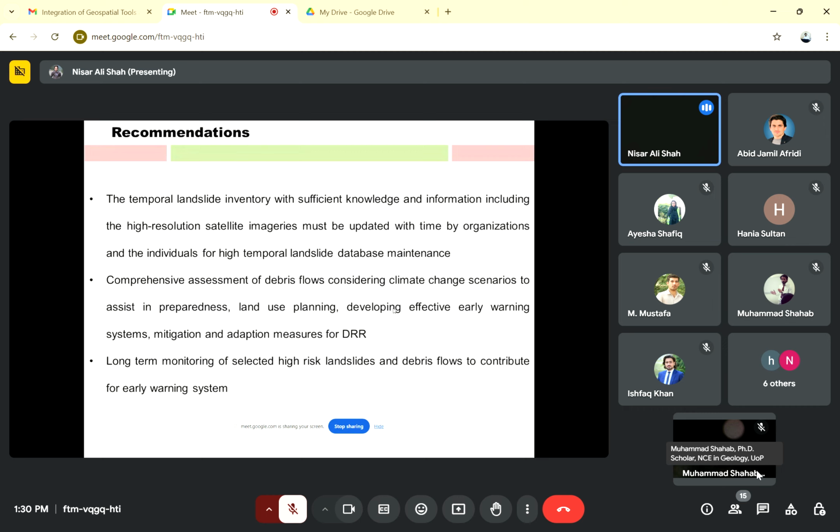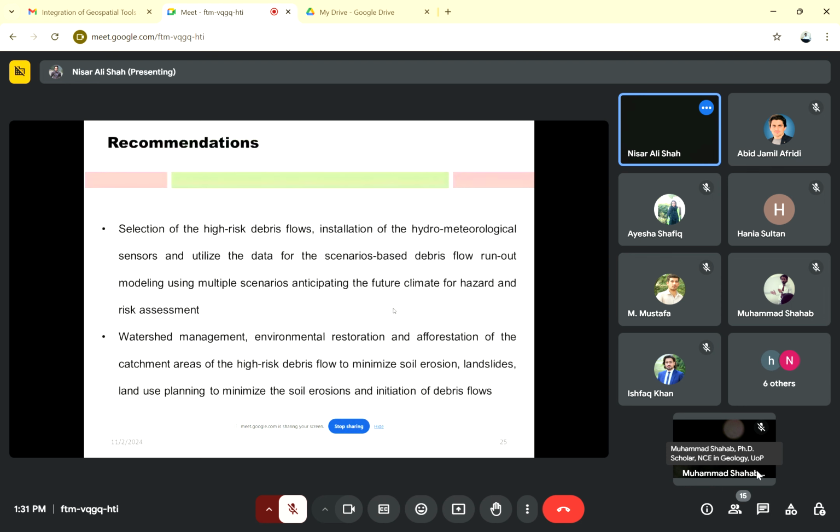And the other is comprehensive assessment of debris flow, considering the climate change scenario, assessing preparedness and land use planning, developing effective early warning systems, mitigation, and adaptation measures. These are very necessary. And long-term monitoring of selected high-risk landslides and debris flows to contribute to the early warning system. This is very crucial in all developing countries like Pakistan, and especially in the study area. And one thing I would like to mention, that we cannot stop these hazards, but one thing we can do is provide such strategies by which the damages can be reduced. So it is very urgent in the study area.